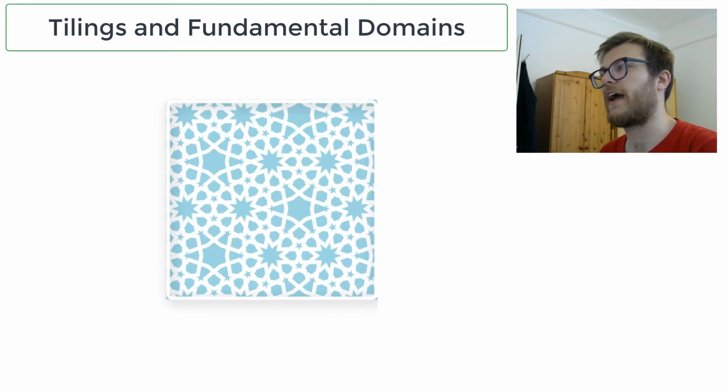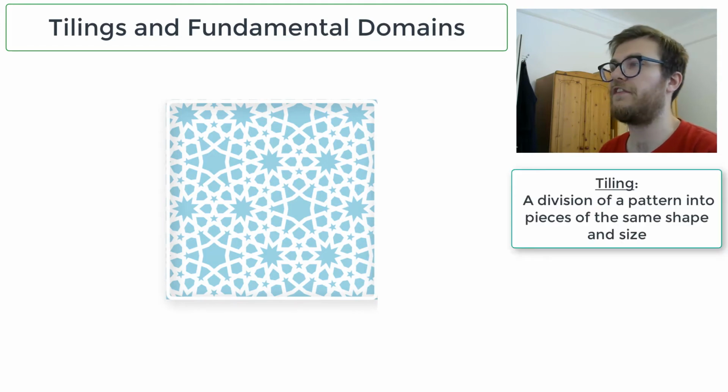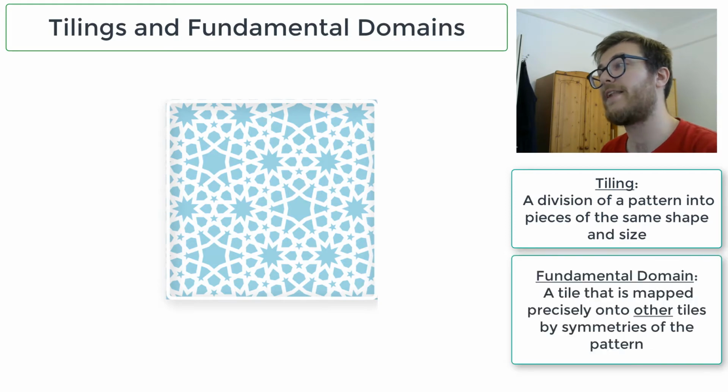What is the best way to work out a set of generators for this pattern? The key is to first find a suitable tiling for the pattern with a fundamental domain. A tiling is just a division of the pattern into pieces of the same shape and size. And a fundamental domain for the tiling is a tile such that every different symmetry of the pattern maps the fundamental domain perfectly onto another tile.